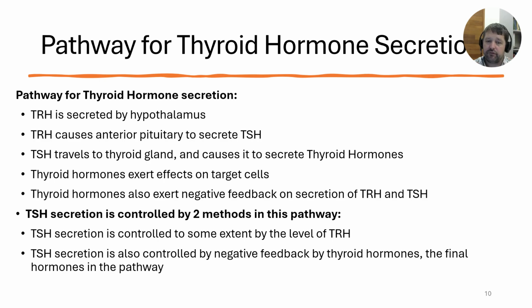The other thing is it can be controlled by a negative feedback from the thyroid hormones. You produce a bunch of these hormones in the thyroid, and they can feed back in at the pituitary gland and stop the production of TSH.